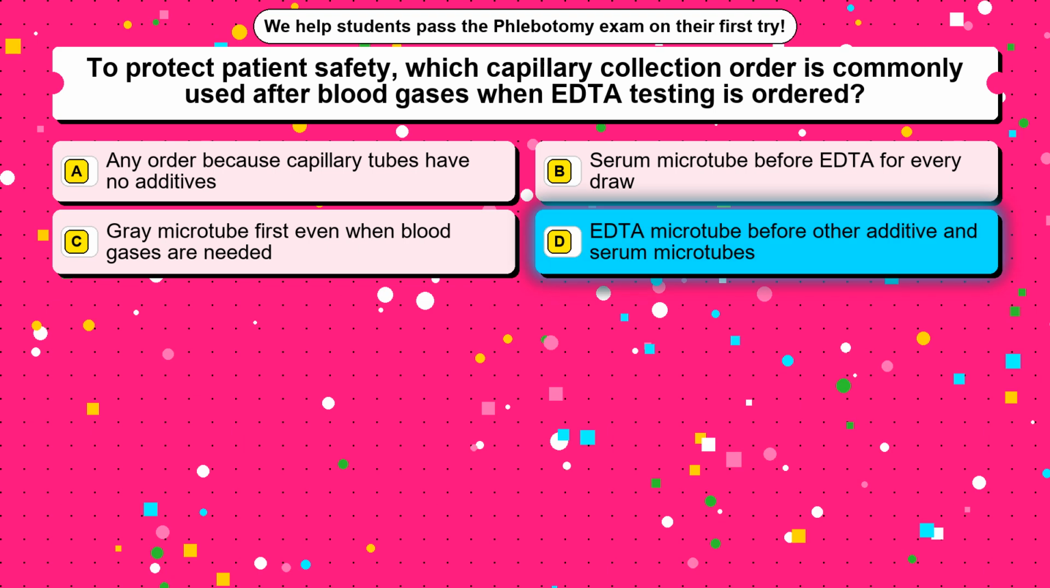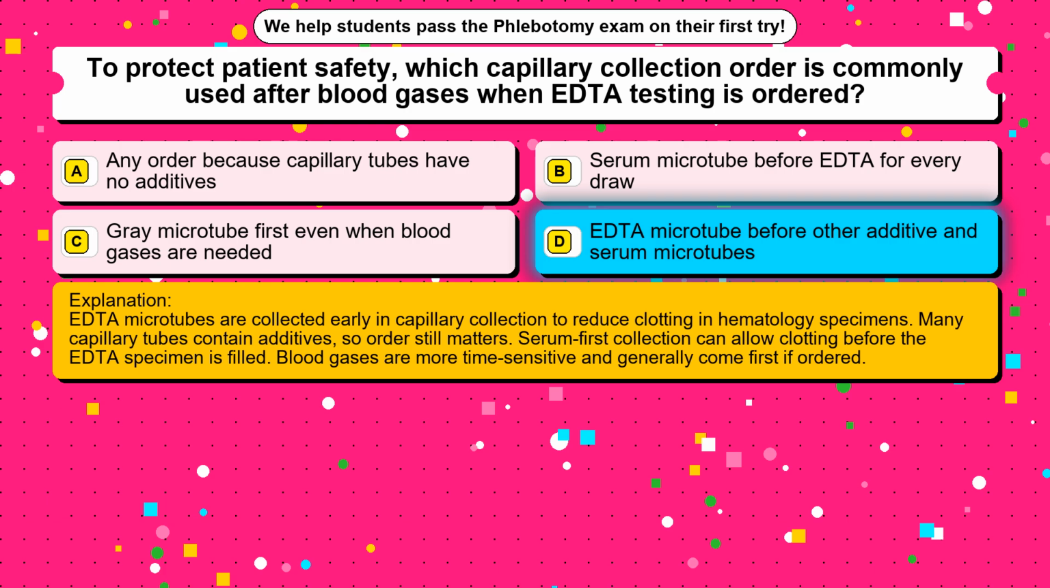The correct answer is option D, EDTA microtube before other additive and serum microtubes. EDTA microtubes are collected early in capillary collection to reduce clotting in hematology specimens. Many capillary tubes contain additives, so order still matters. Serum first collection can allow clotting before the EDTA specimen is filled. Blood gases are more time-sensitive and generally come first if ordered.